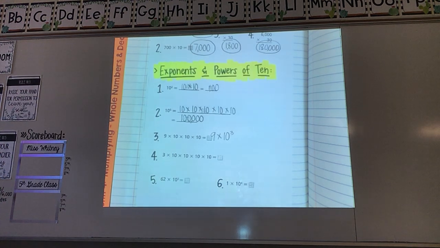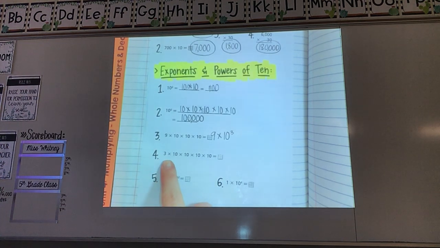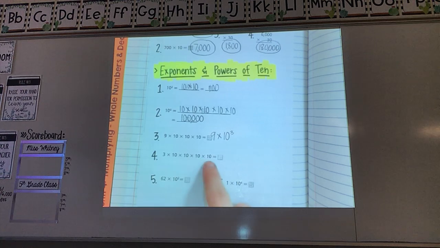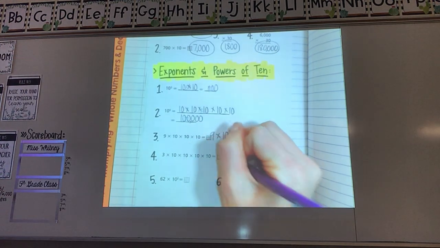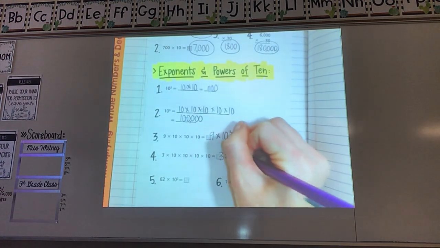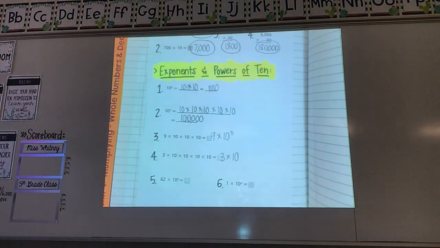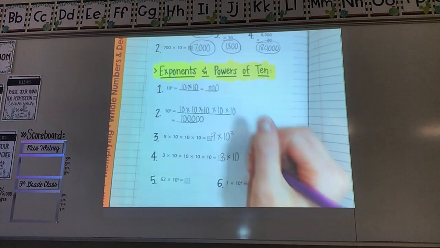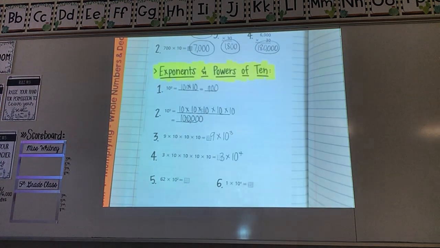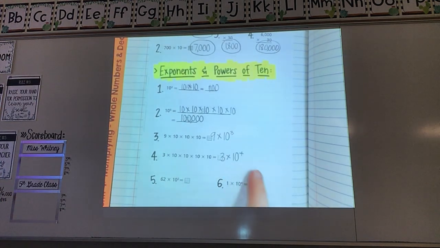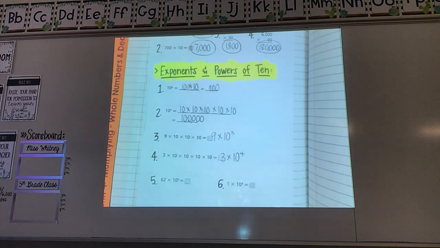Let's try this one, number 4. 3 times 10 times 10 times 10 times 10. So I know I'm doing 3 times 10 to the power of what? What is my exponent going to be? 4, because there's 4 of them. Remember, we make our exponents little small. I should be able to tell that it's an exponent, not another regular number.